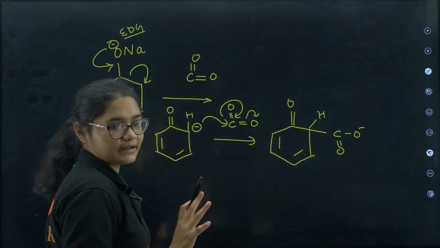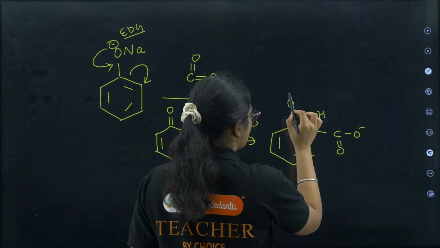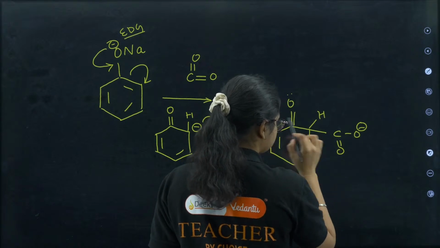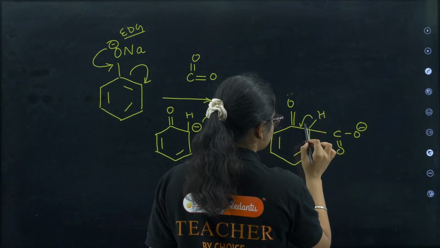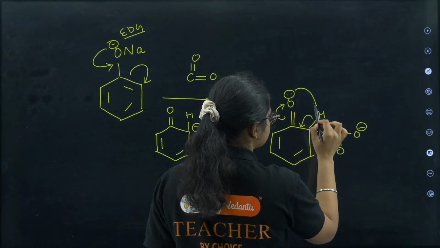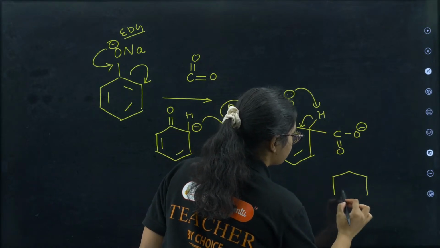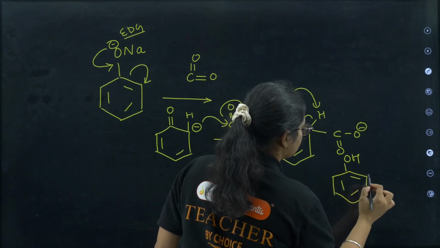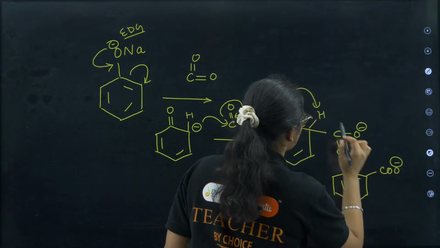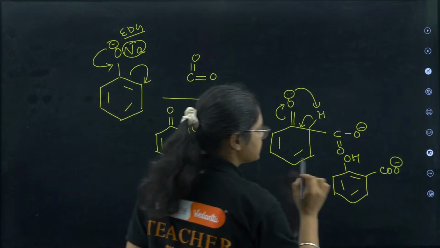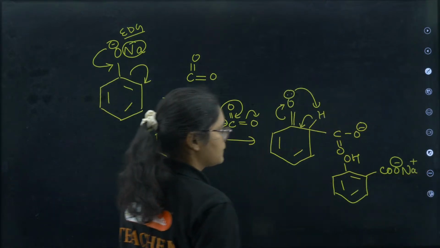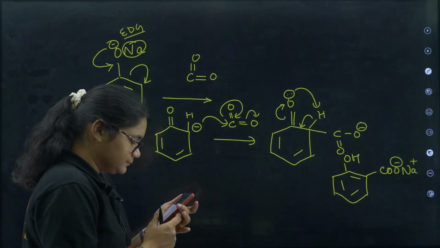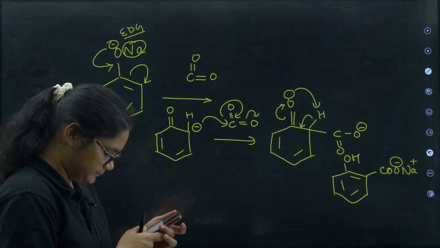Now the aromaticity of the ring is disturbed, so what will happen? This oxygen lone pair is there, right? This bond shifts here, this bond shifts here, and this lone pair abstracts this hydrogen. So I will get OH and COO minus. Now you remember in the starting this Na plus was present, so this Na plus will come here. That is how the mechanism is formed. I hope this is clear, Chandan.